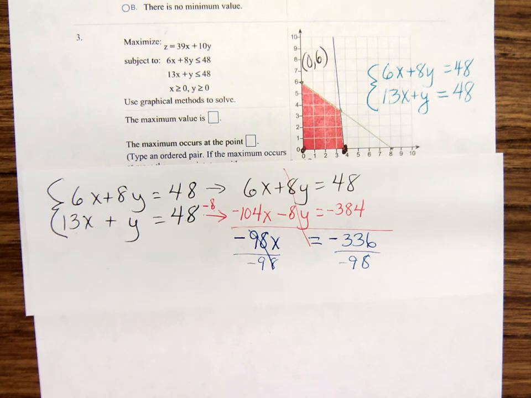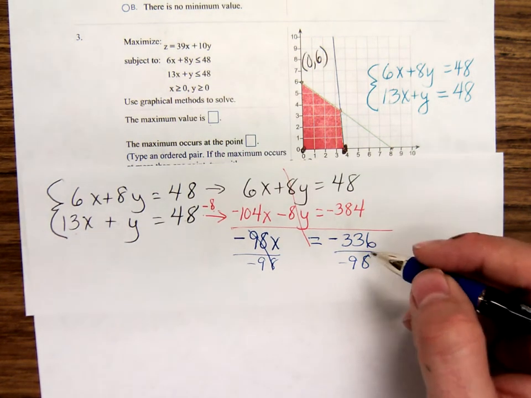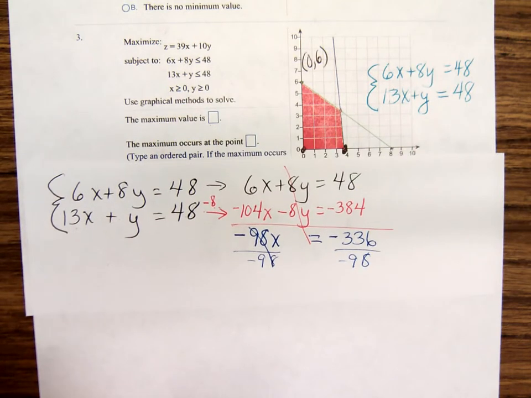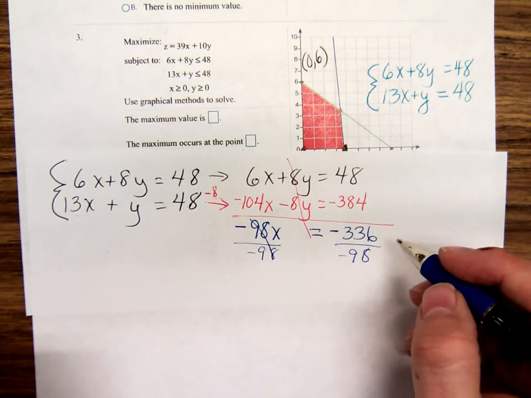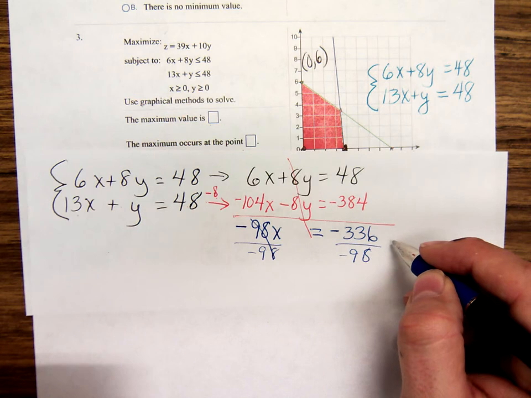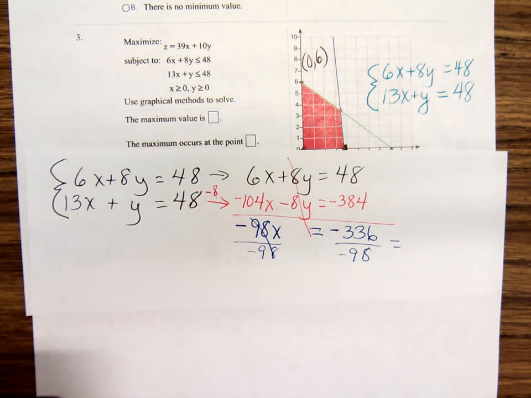I wish I were using my other little calculator. It would reduce the fraction. Let's see, how could I reduce this? 336 over 98. Oh, I said 48, I meant 98. 336 over 98 would reduce to 24 over 7.